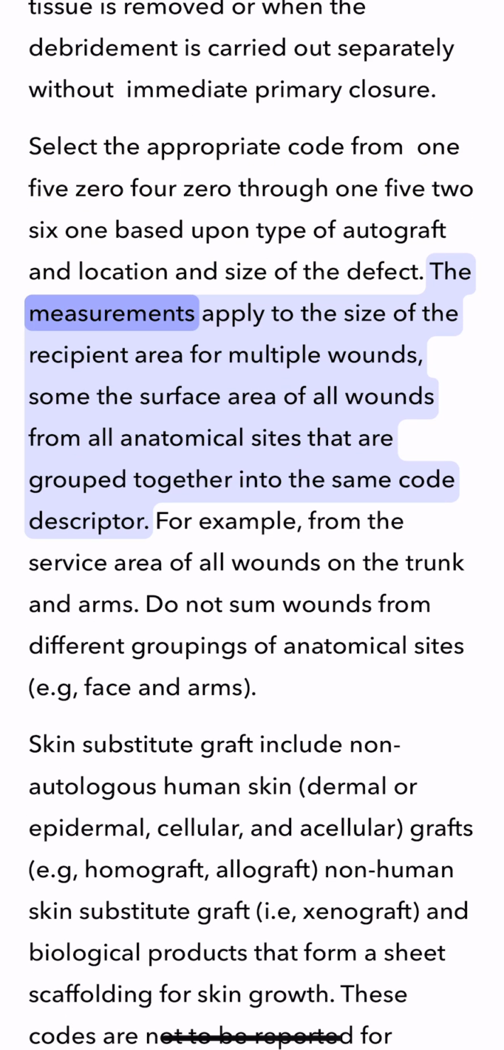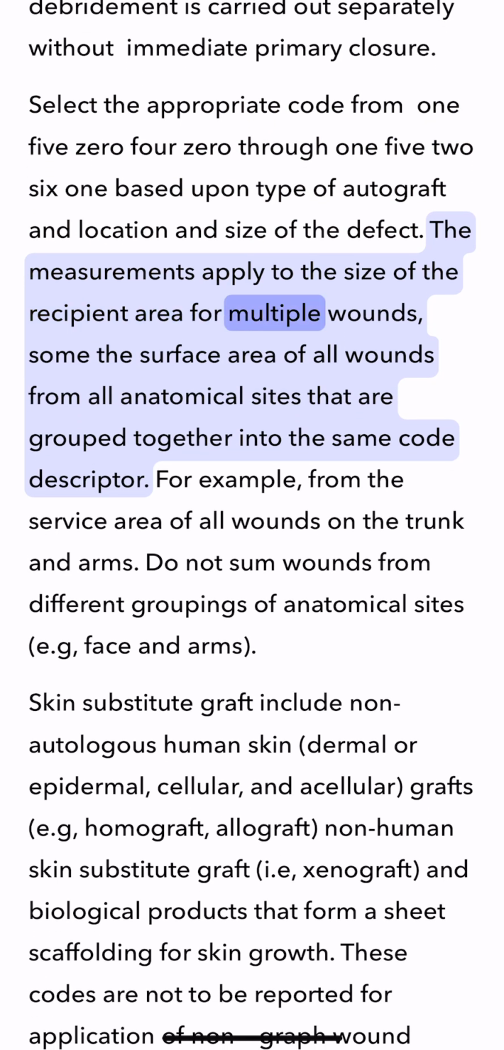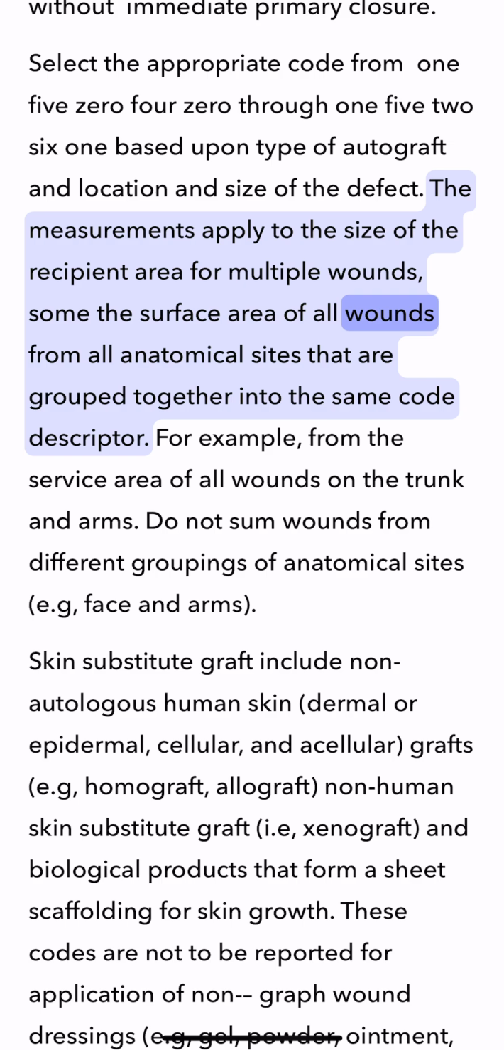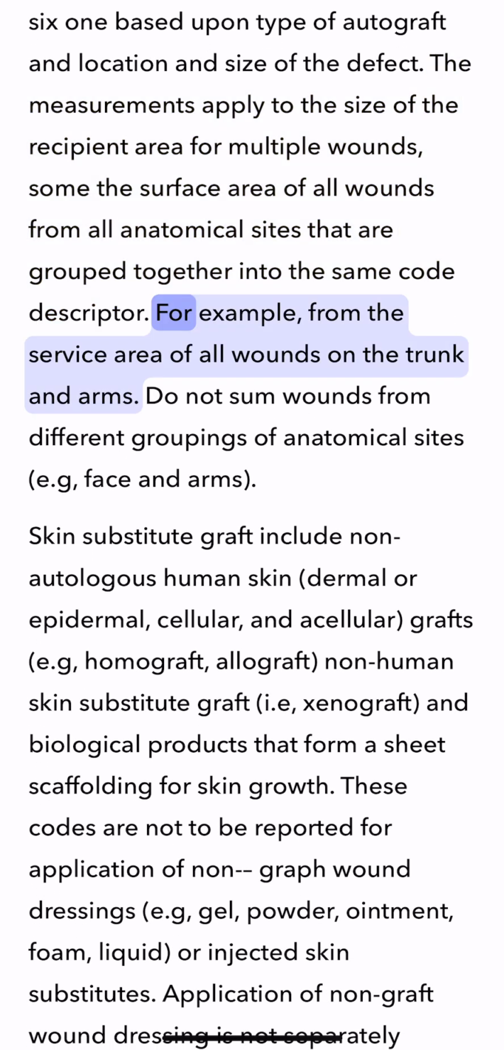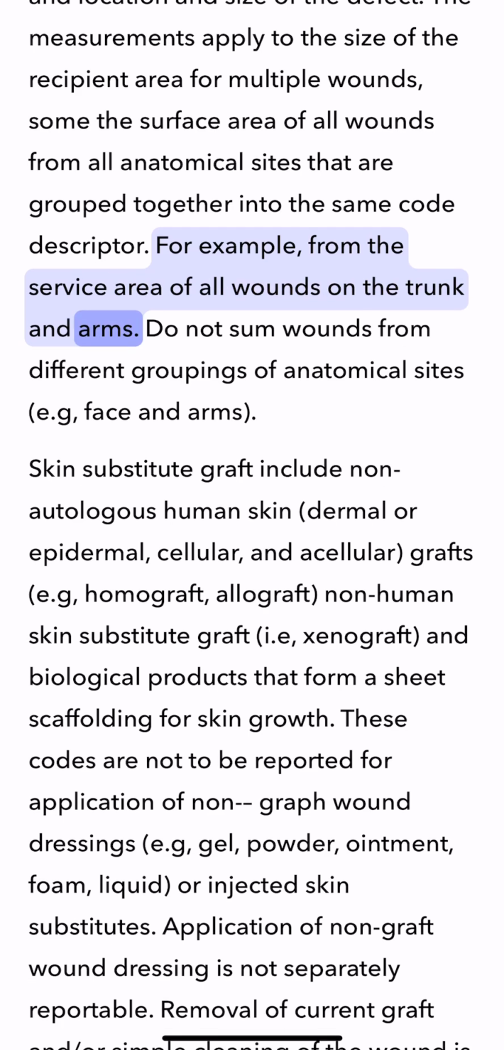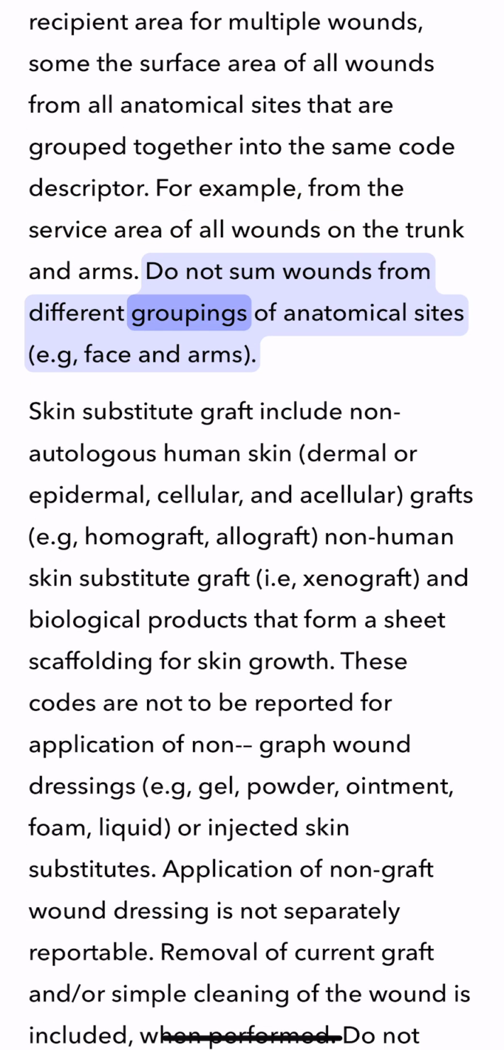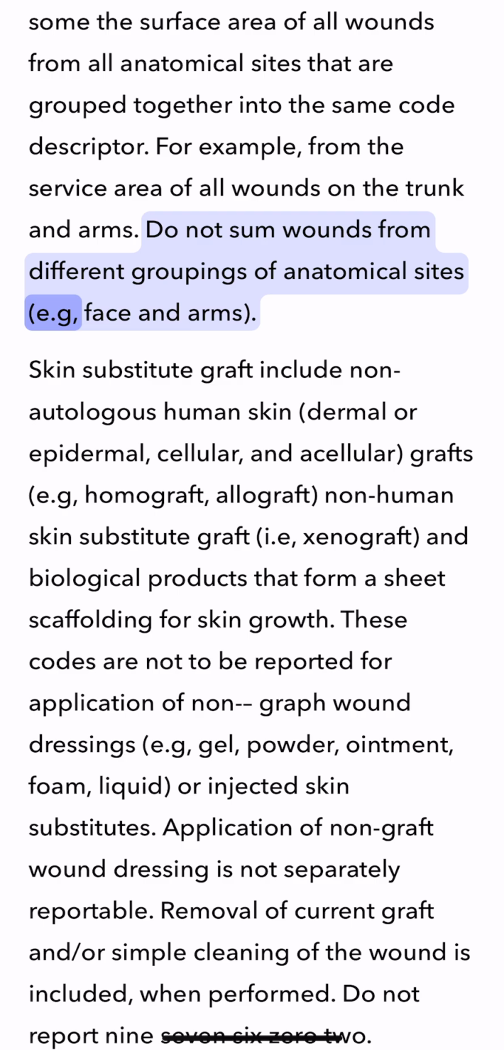the defect. The measurements apply to the size of the recipient area for multiple wounds. Sum the surface area of all wounds from all anatomical sites that are grouped together into the same code descriptor. For example, sum the surface area of all wounds on the trunk and arms. Do not sum wounds from different groupings of anatomical sites. For example, face and arms.